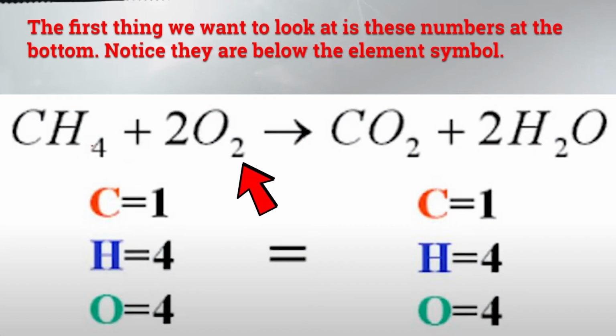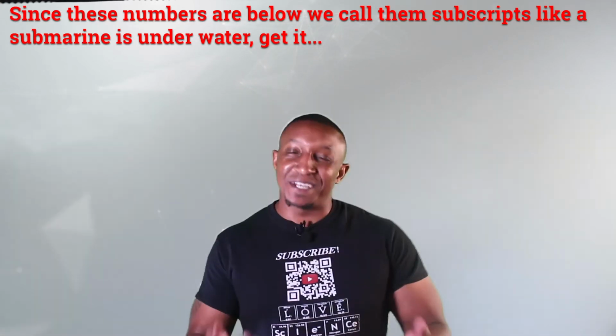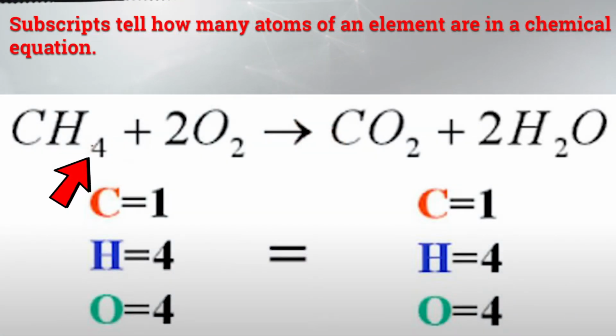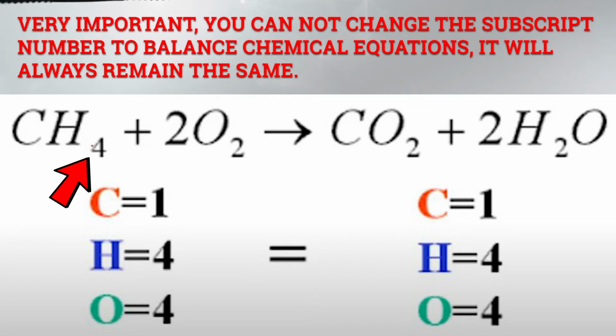Now let's go over the symbols used in balancing chemical equations. The first thing we want to look at is these numbers at the bottom. Notice they're below the element symbol. Since these numbers are below, we call them subscripts, like a submarine is under the water. You get it? Never mind. Subscripts tell how many atoms of an element are in a chemical equation. Very important. You cannot change the subscript number to balance chemical equations. It will always remain the same.